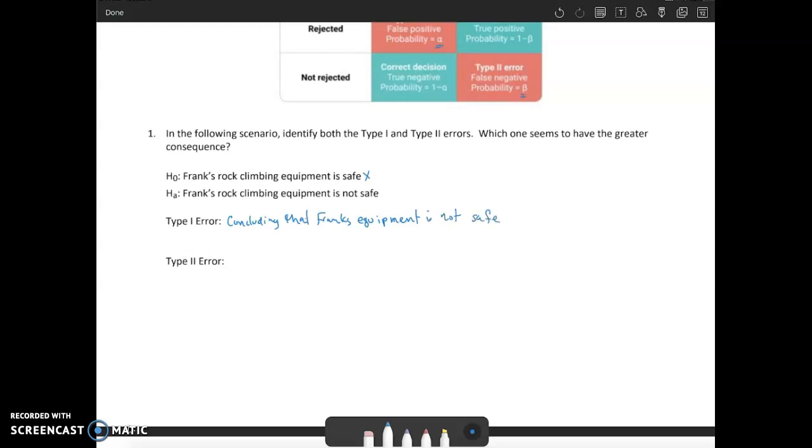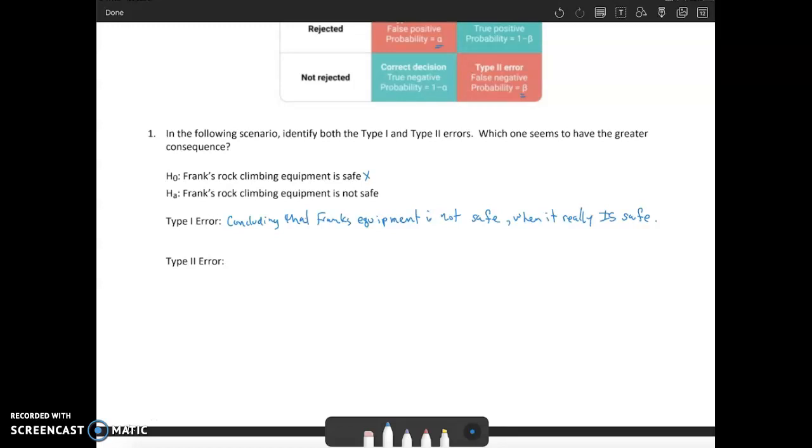So we would reject the null. So we concluded that it was not safe when it really is safe. So deciding to reject the null when the null was actually true. His equipment really was safe, but we rejected that idea and concluded that it wasn't.